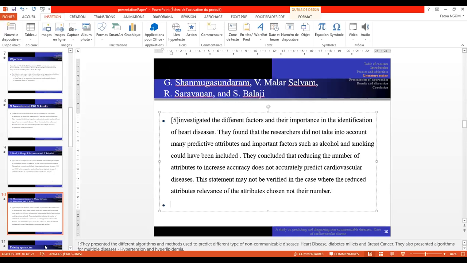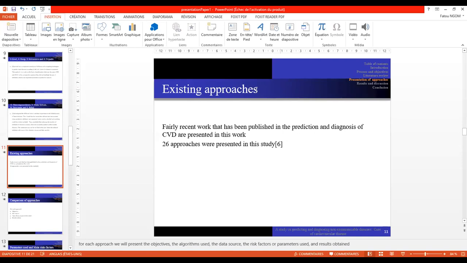So I choose existing approaches. In this work, I present 90 to 60 approaches in the documents. So, there are very recent works that have been published in the prediction and diagnostic of cardiovascular disease. So we have to reference this part in the paper. There are 26 approaches presented in the paper.